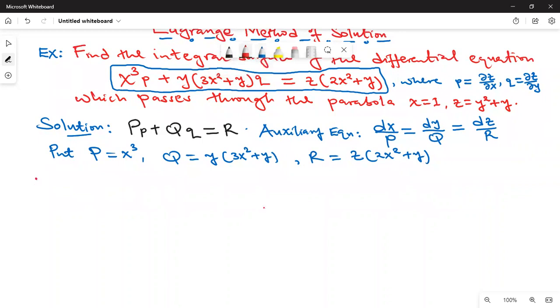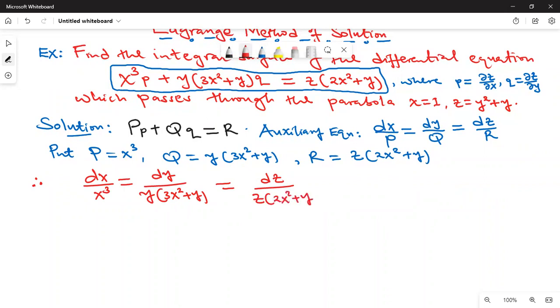So we can say now, therefore, we need to solve dx over x cubed equal to dy over y into 3x squared plus y equal to dz over z into 2x squared plus y. So those are the equations that we need to solve to get two unique solutions.